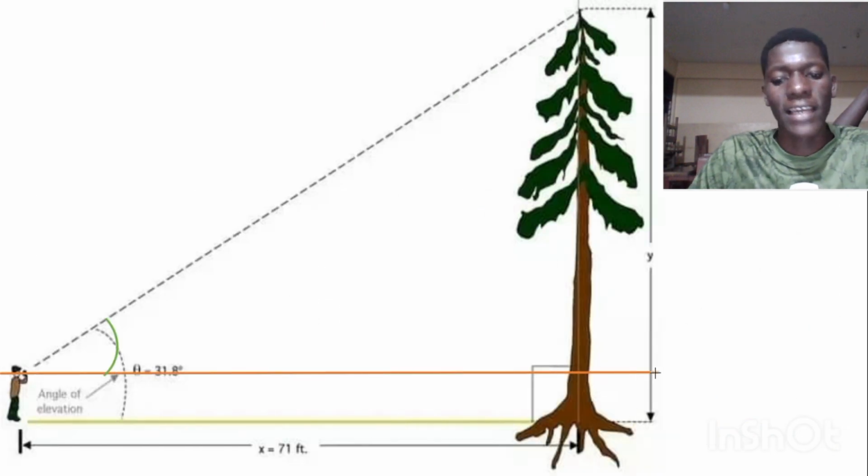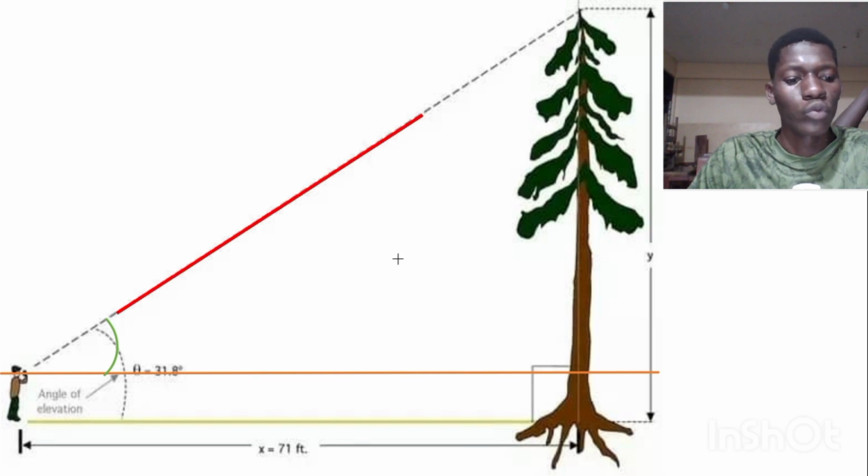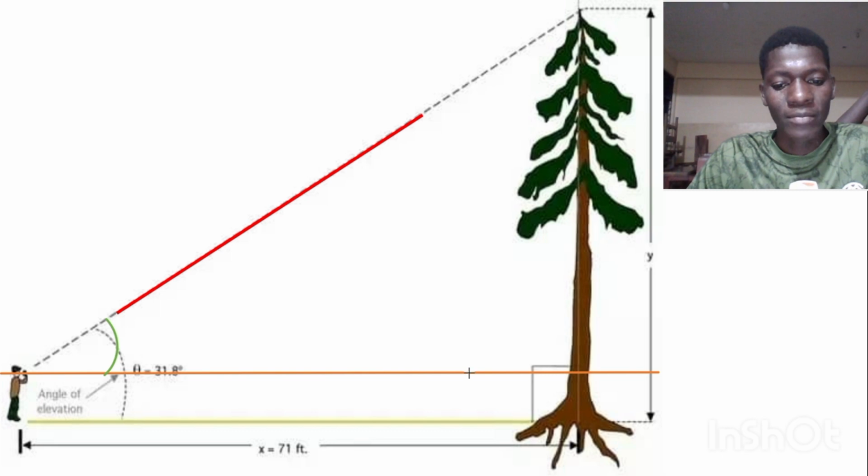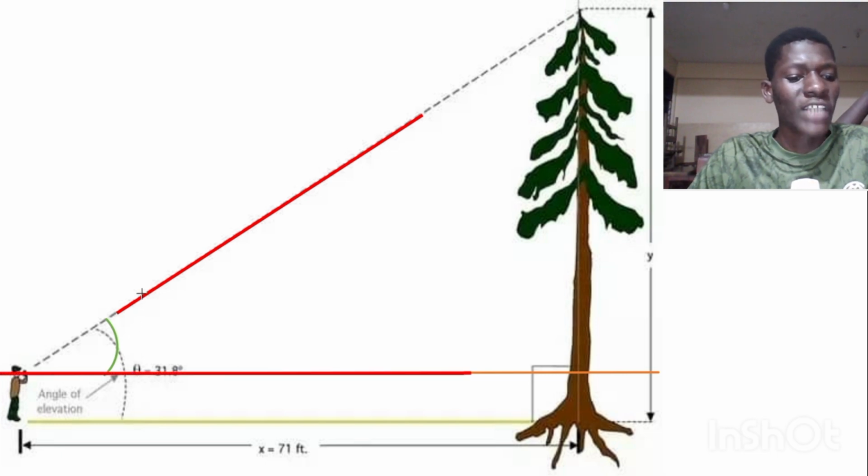You can see the picture clear here. This is our line of sight, a line that connects the person's eye to the top of the tree. And the horizontal is a line that passes through what you are using to view the tree. In this case, you are using your eye. So the horizontal is any straight line that passes through your eye. The angle that forms between this straight line and the line of sight is called the angle of elevation. So our angle of elevation is here.